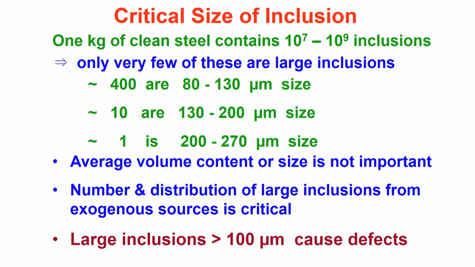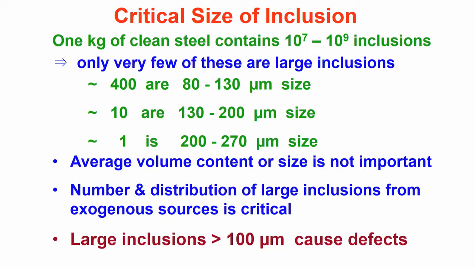There may be very fine large number of inclusions. You see 1 kg of clean steel contains large number of inclusions, maybe 10 to the power 7 to 10 to the power 9 inclusions. Just imagine how many, but only few of them are really large, maybe around 400 of 80 to 130 micron, 10 around 130 to 200 micron, only one is 200 to 270 micron. All others are very, very small and they are really benign, harmless.